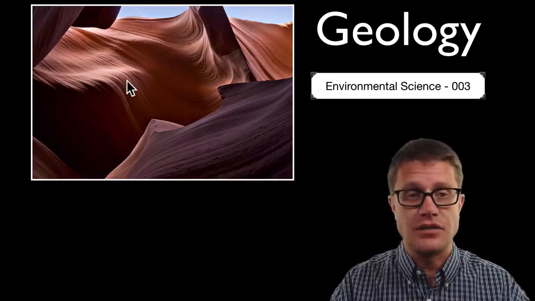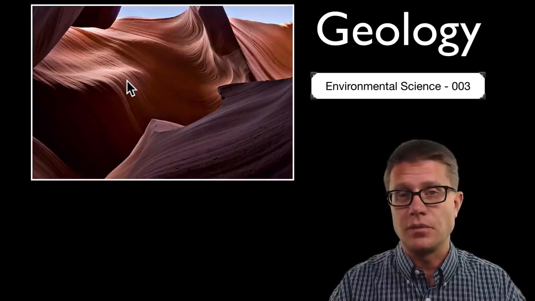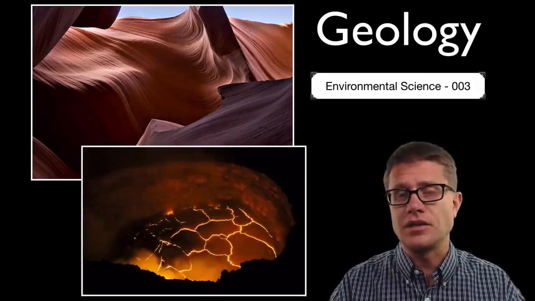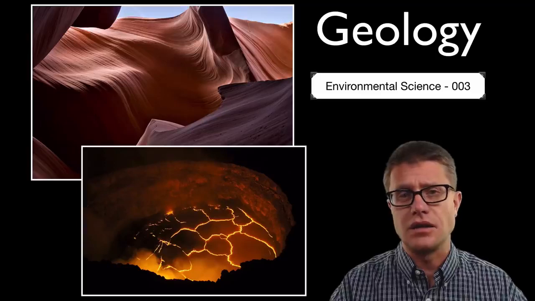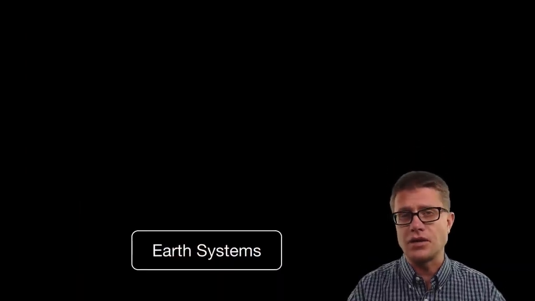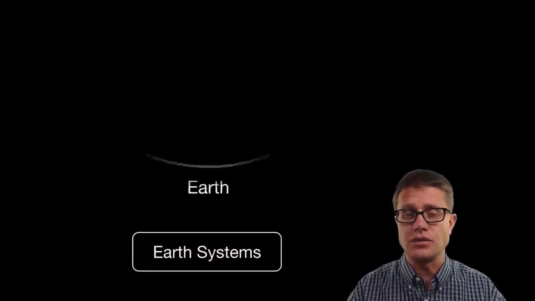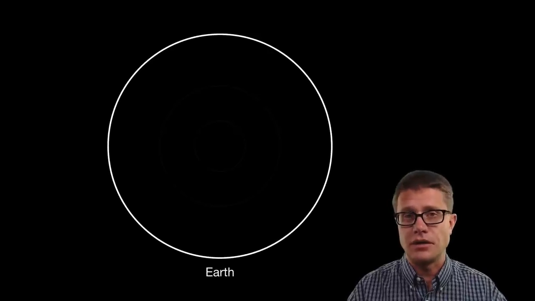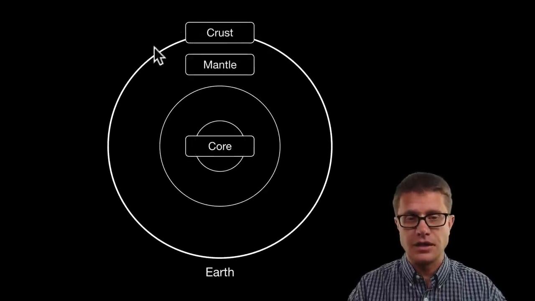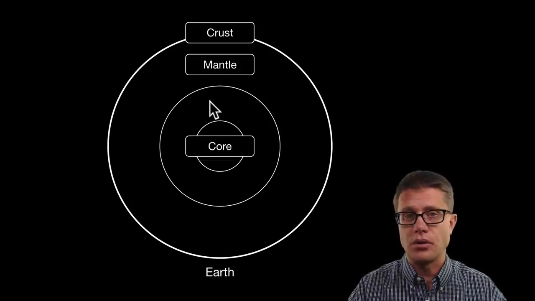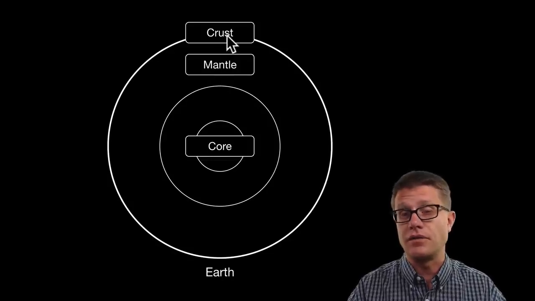You could imagine how this sandstone is being shaped by the wind, but you can't see it. And it's not until we see lava that we really start to understand the dynamic Earth. And to understand these systems on the Earth, we should really understand how the Earth is put together. And so if we look at the layers, on the inside we have the inner and outer core, we then have the mantle, and finally we have the crust.